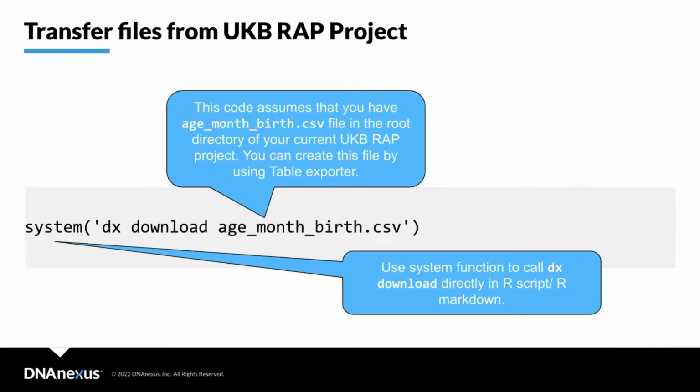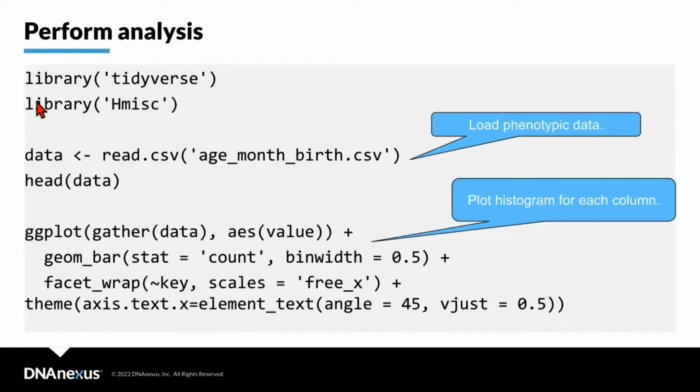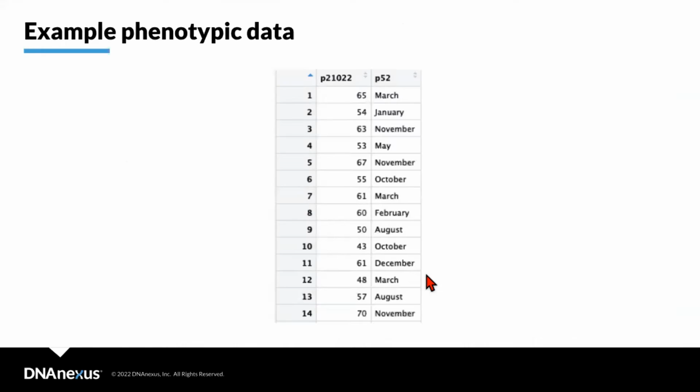So let me briefly show an example workflow for when you want to work with the phenotypic data. You start by downloading the CSV file, or in case you use our script, you omit this step. You can then load the libraries that you would like to use. You read the CSV file, and you can, for example, plot a histogram for each column. So this is actually how our example file looks. This is the age at recruitment, and this is the month of birth.